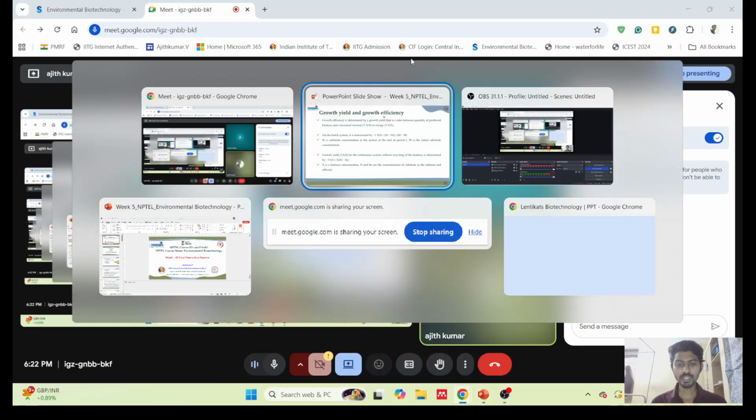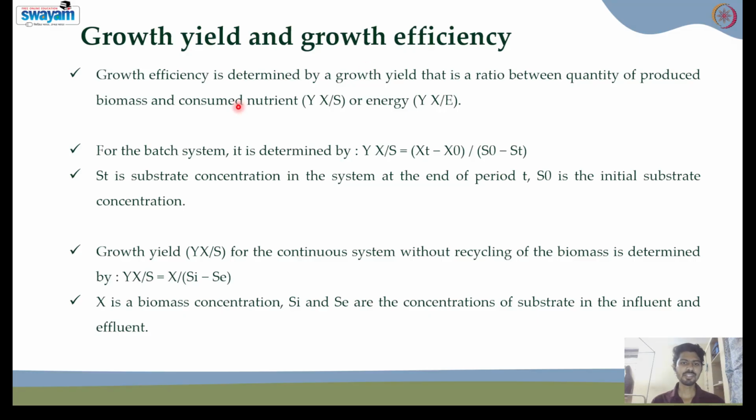So what is the growth yield? Growth efficiency is determined by the term growth yield, which we call YXS. It is the ratio of biomass produced to the nutrients consumed. If it is with respect to energy, we call it YXE, which is the biomass produced per energy consumed.